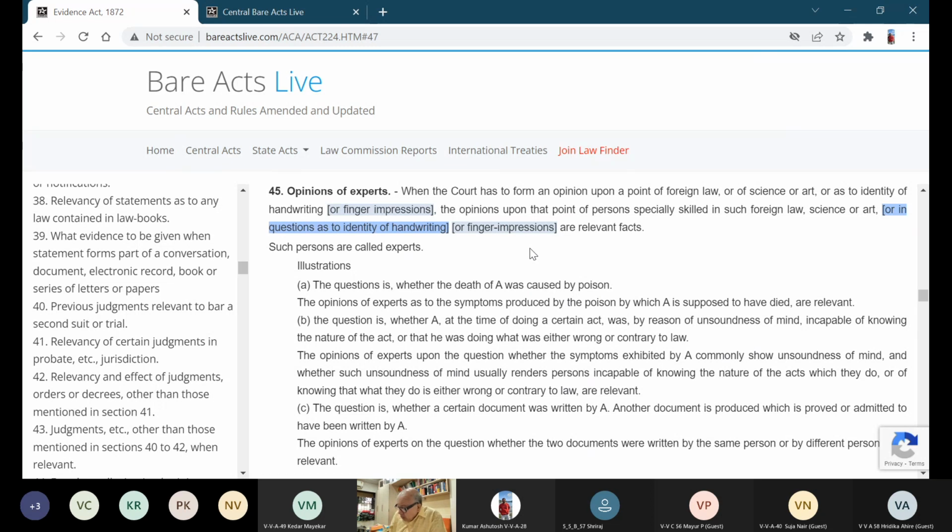Number two, the question is whether A, at the time of doing a certain act, was by reason of unsoundness of mind incapable of knowing the nature of the act and that he was doing what was either wrong or contrary to law. So this defense is taken under section 84 of the Indian Penal Code. I did not know the nature of the act. I was suffering from insanity. I was suffering from schizophrenia. So such accused persons taking the defense are acquitted.